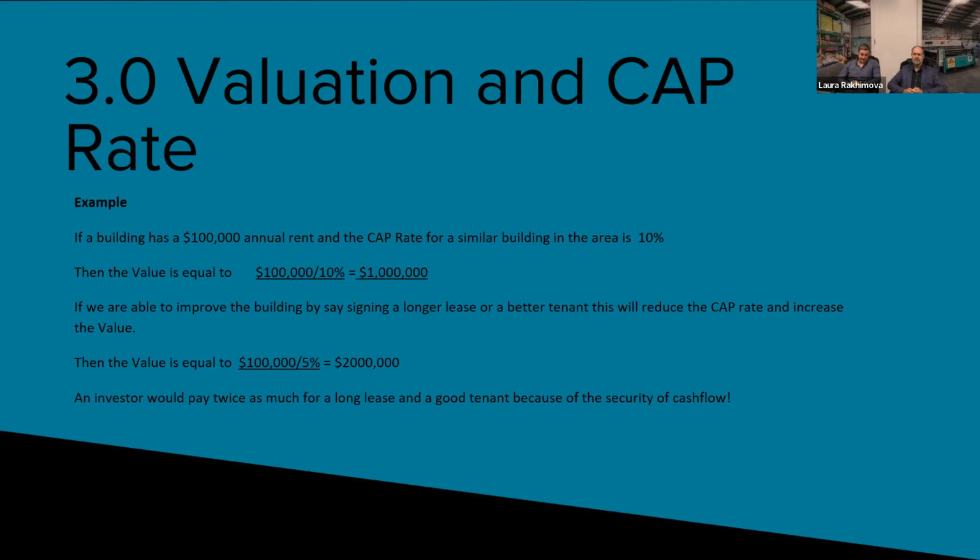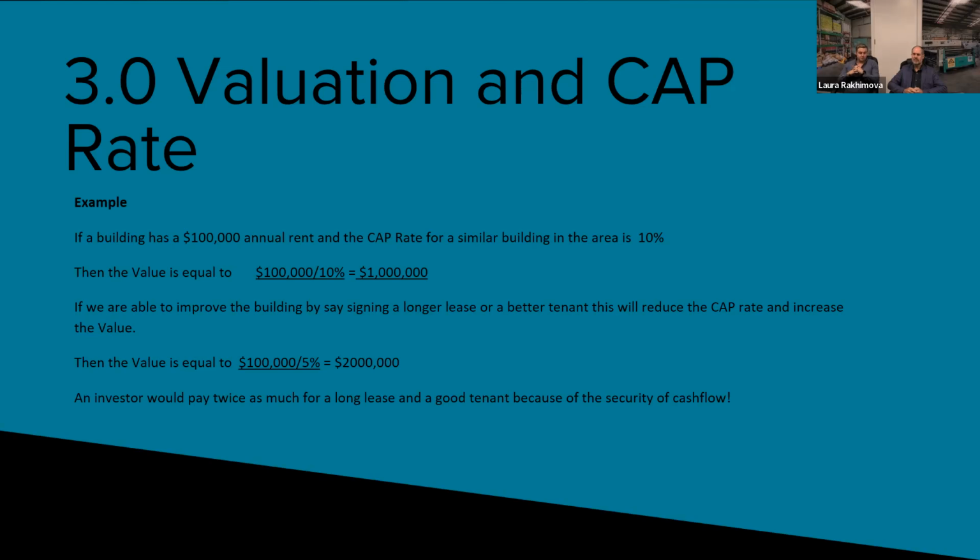to, so this is how you calculate it, your $100,000 annual rent, so that's your net rent coming from the property, divided by the cap rate, which in this case is 10%. So if you went $100,000 divided by 10%, that will give you your value. So that means this property will be valued at $1 million.